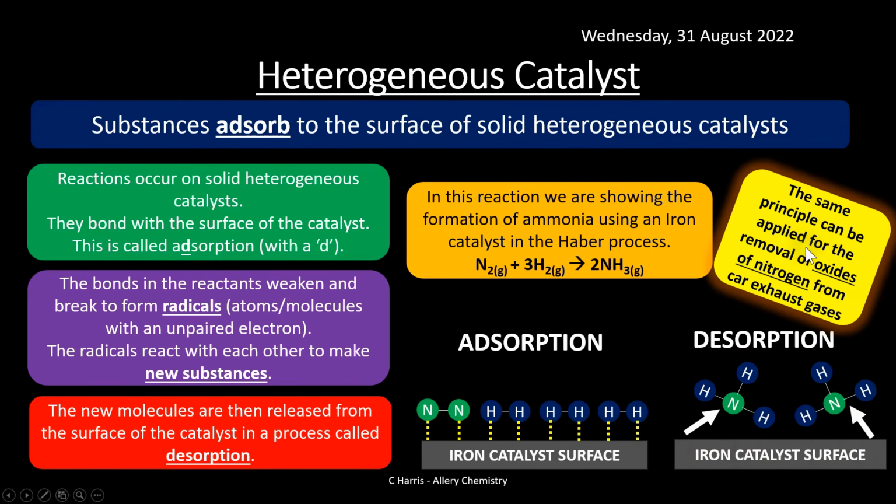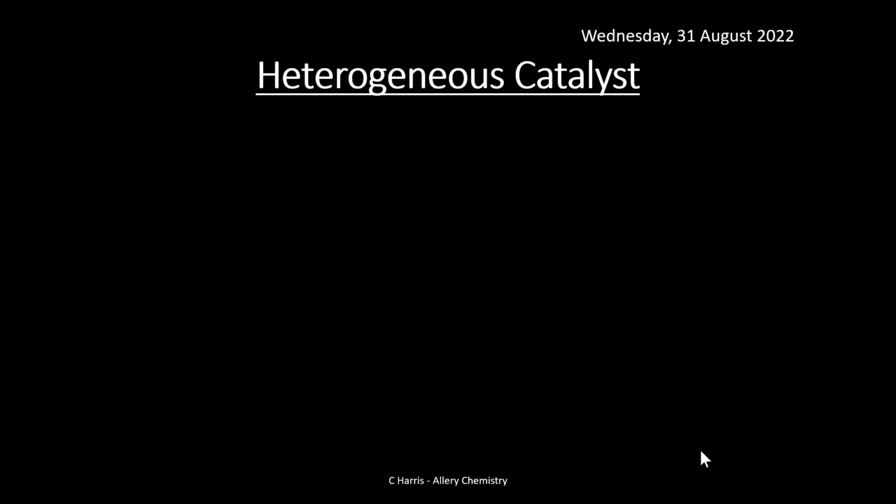So obviously the same principle can be applied for the removal of oxides of nitrogen from car exhaust gases. It's exactly the same, except we normally use a platinum, palladium and iridium catalyst. It's a mixture of different precious metals in an exhaust. The same principle applies, whereby you've got removal of oxides of nitrogen from car exhausts and carbon monoxide as well. That's passed over these solid catalysts, and then out pops carbon dioxide instead, okay, and nitrogen gas. So you're getting two different products that are being formed. So that's basically a heterogeneous catalyst.